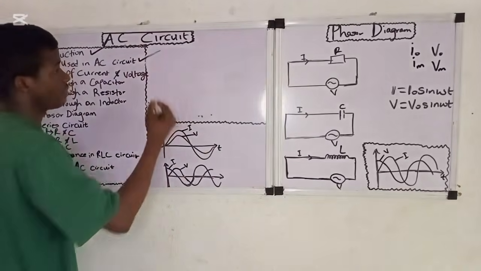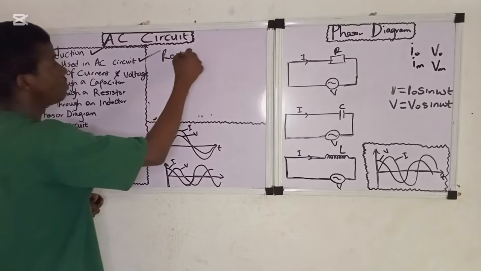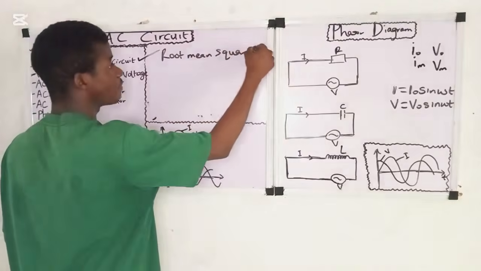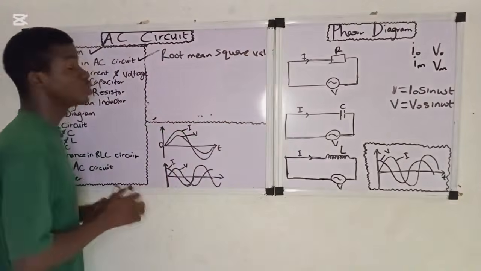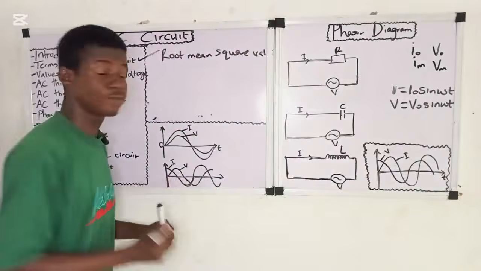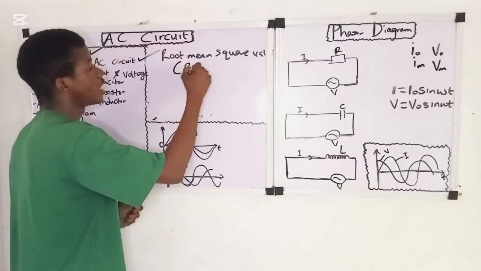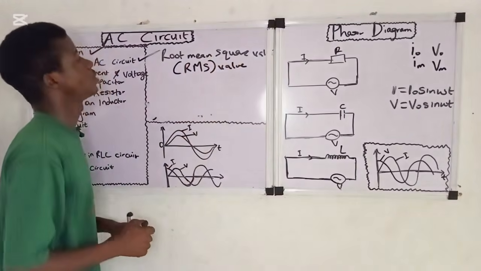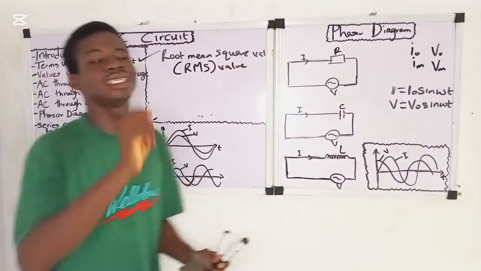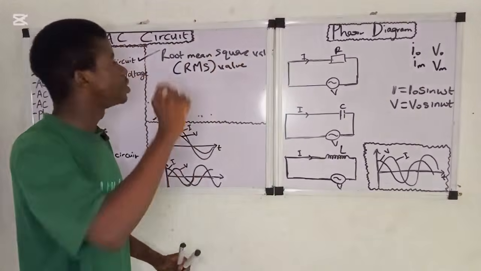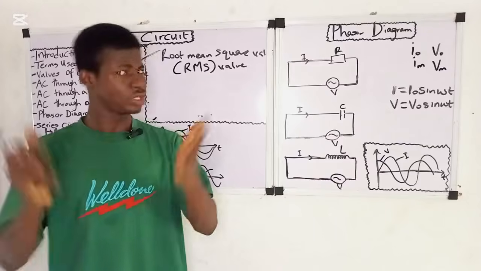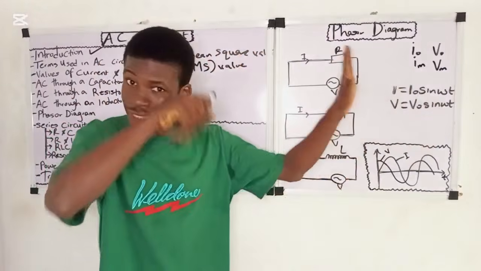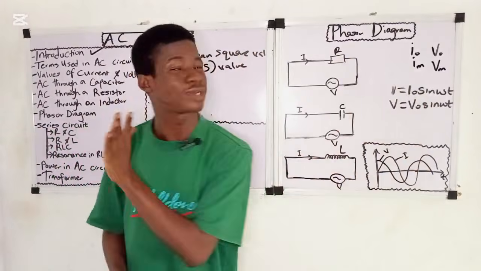So then the next value of current and voltage you need to take note of is the root mean square value. The root mean square value in short form is known as RMS value. Now, what is root mean square value? Before then, you should know the difference between an alternating current and a direct current.